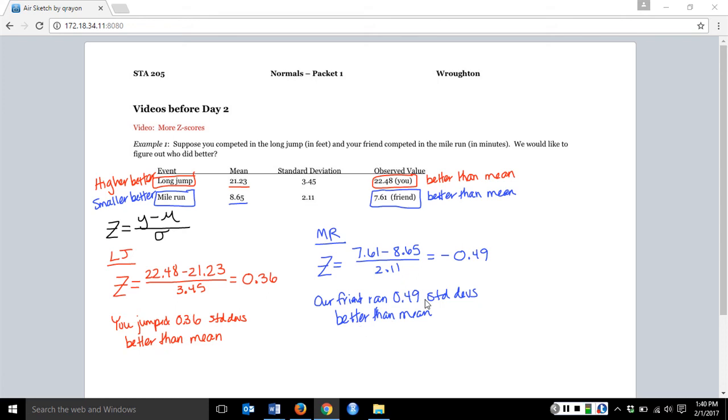So now comparing the two, who did best? We jumped 0.36 standard deviations better. They ran 0.49 standard deviations better. So overall, who is best? The mile run is going to be best because they performed more standard deviations better than average.